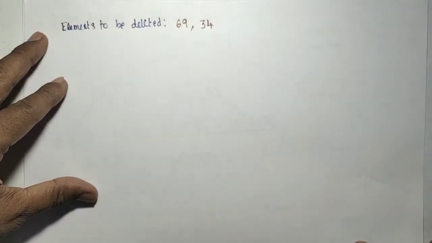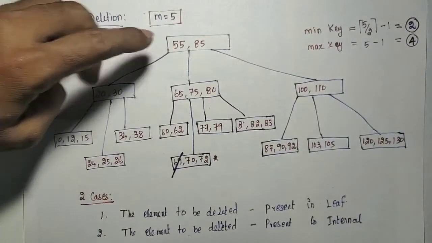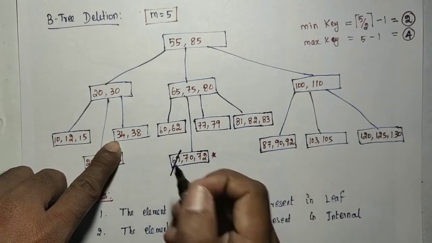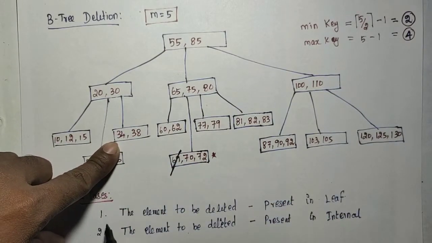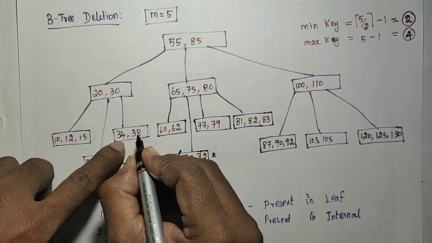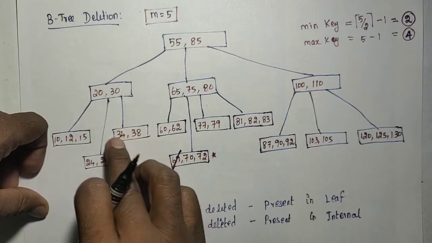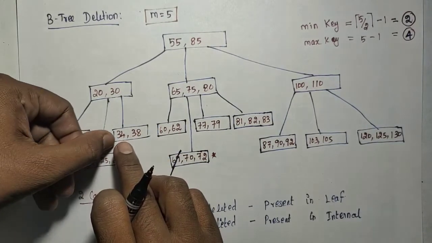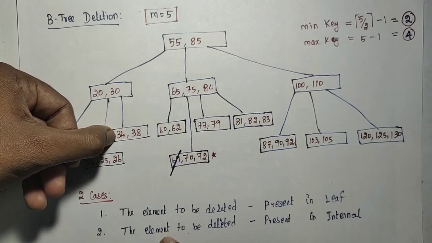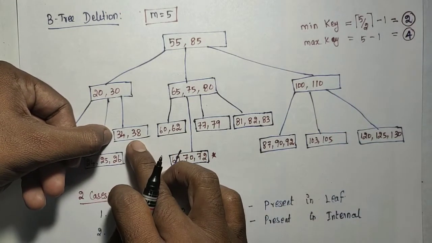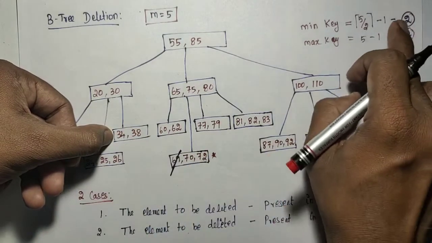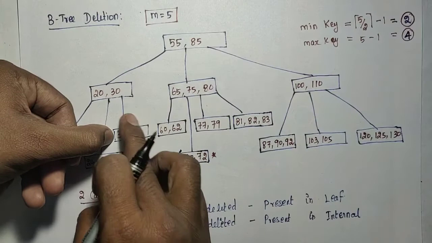34. Where is it present? Less than 55, come here; greater than 30, go there, and here it is present. Now also we are in case 1, that is the element to be deleted is in a leaf node. Now you check whether the node contains more than the minimum number of keys. It is not, because it contains exactly 2 elements. The minimum keys is 2, so it has exactly 2.